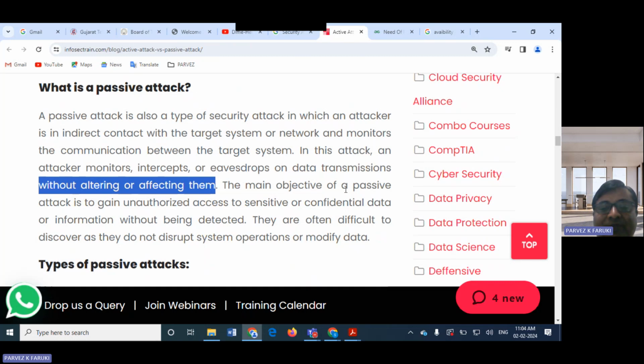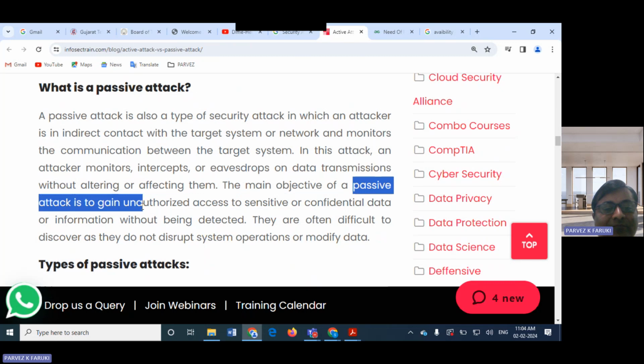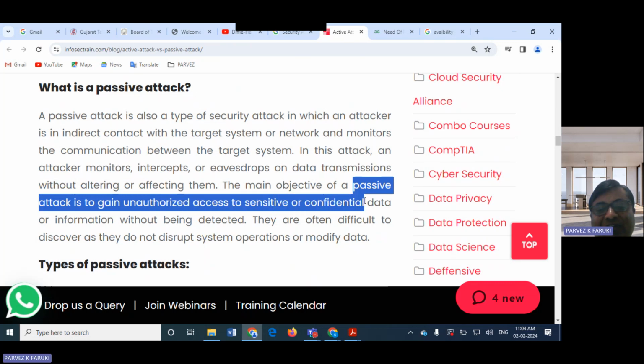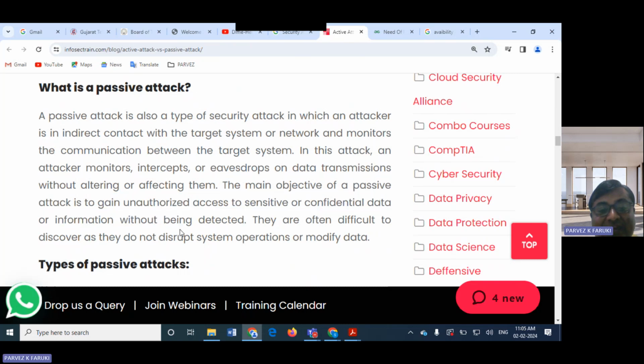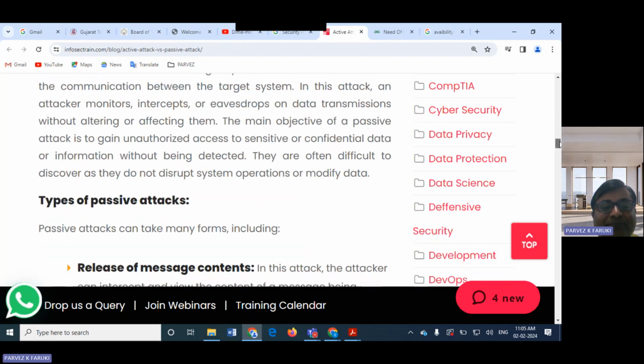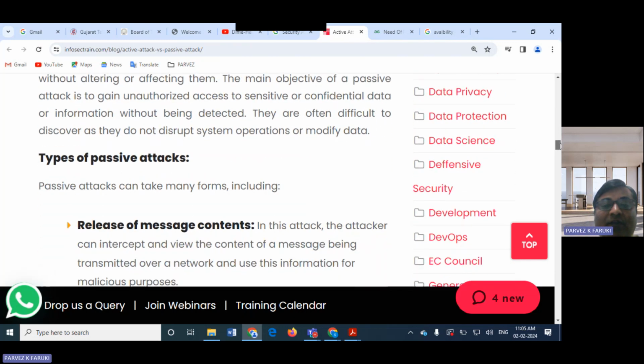What is the main objective? A passive attack gains unauthorized access to sensitive or confidential information without getting detected. So you lie low and keep monitoring. Passive attacks are difficult to discover because they do not directly impact the target. They are not a part of the active attacks.